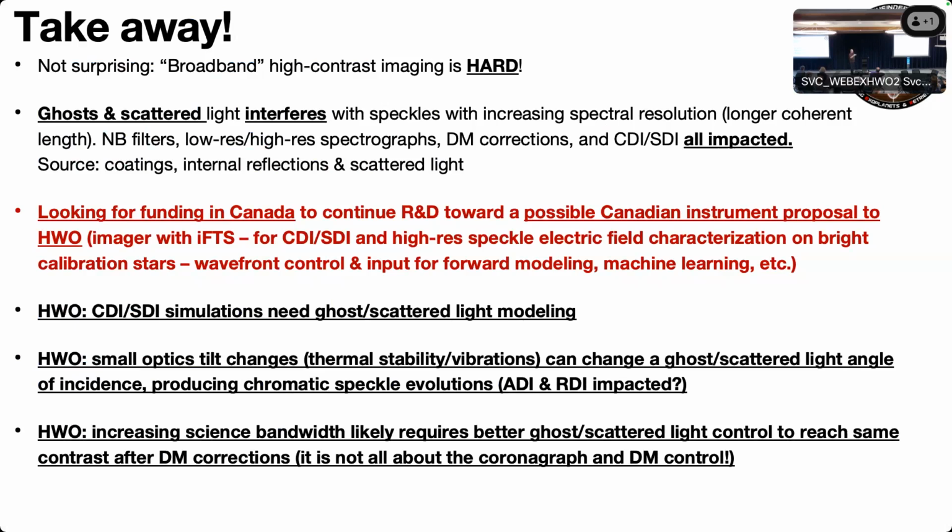And so getting to broadband is not just about DM control or a better coronagraph, it's also about scattered light control. With the laser, you have an infinite coherence length, so your DM can do all the correction that you like. But as soon as you increase the bandwidth, things start to fall apart. So it's also a challenge about scattered light control and baffles and coatings and reflections, etc. I'll stop here because I'm sure I'm over time. Thank you very much.